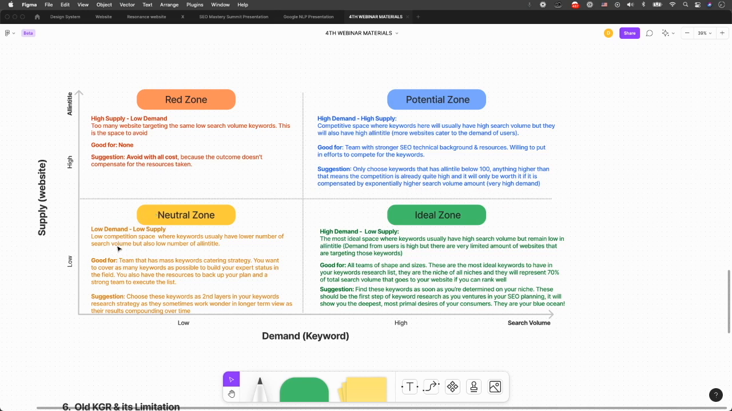Now we move to the third zone, which we call the neutral zone. The neutral zone is low in demand and low in supply, a low competition space, where keywords usually have a low search volume but also a low number of allintitle. I think that would make a great mass keyword category. These are the keywords I call second layer keywords. When you have already figured out all your main keywords that you are going to tackle, you say, you know what? I'm going to try to get all these low hanging fruit keywords. This will be my secondary layer, because I want to put my brand out everywhere possible, and this will be my focus when my first round of keywords has already achieved some accomplishment. These are great for mass keyword ranges.